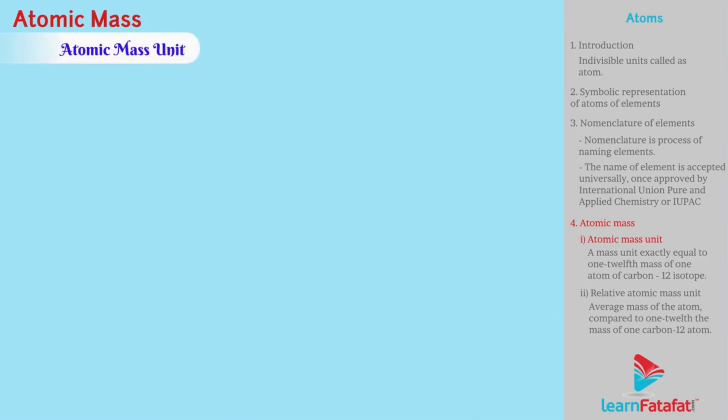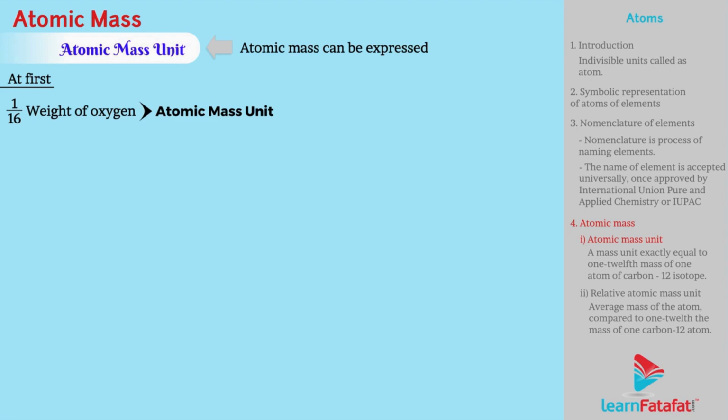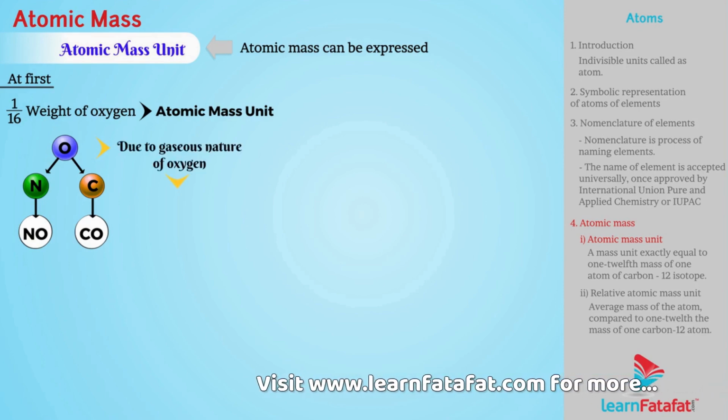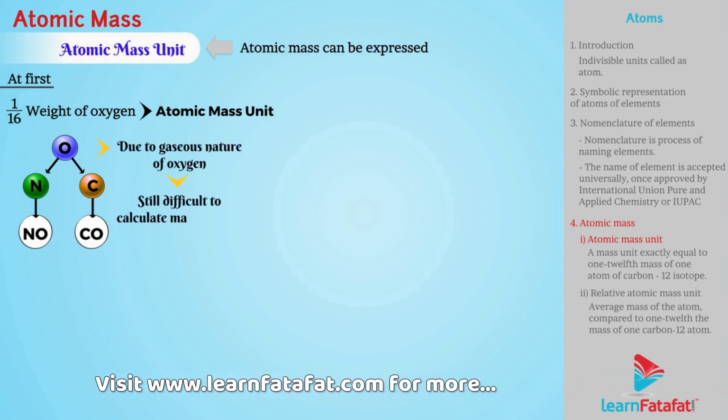Atomic mass unit. Atomic mass can be expressed with this unit. At first, scientists chose 1/16th the weight of oxygen as the atomic mass unit. This is because oxygen reacts with most of the elements to form various compounds. But due to the gaseous nature of oxygen, it was still difficult to calculate the mass of an atom.